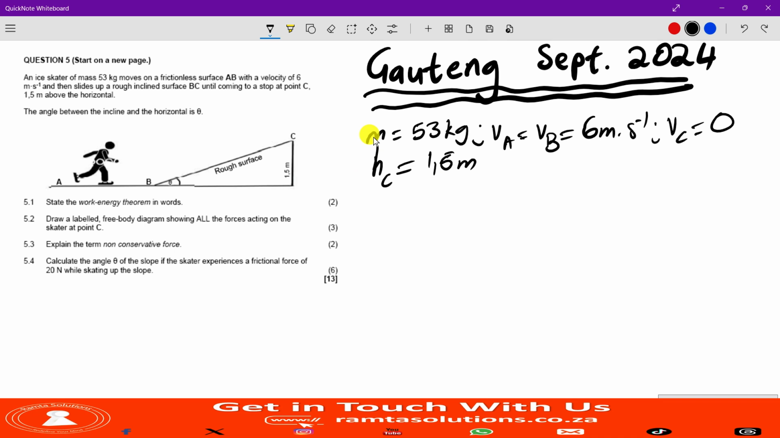5.1, state the work energy theorem in words. Remember, guys, we have 13 minutes to complete this question: 1 mark, 1 minute. The work energy theorem says the net work done on an object is equal to the object's change in kinetic energy.